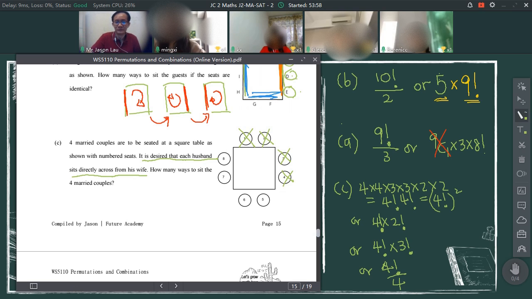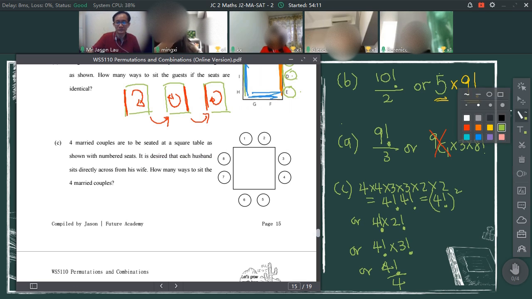The first man to sit, how many ways can the first man sit? Seat numbers 1, 3, 5, 7. Actually, the first person can sit in any of the seats, because they are all numbered. They are distinct seats, no? So the first person can sit anywhere.